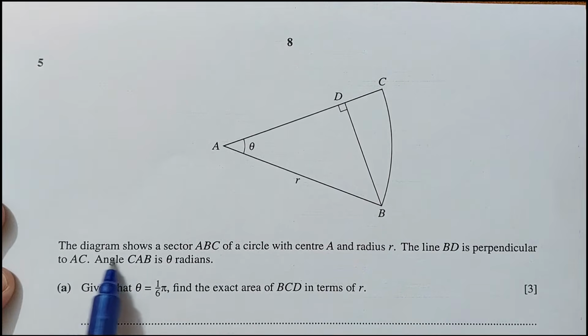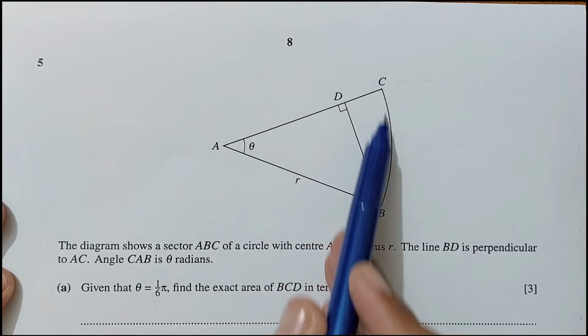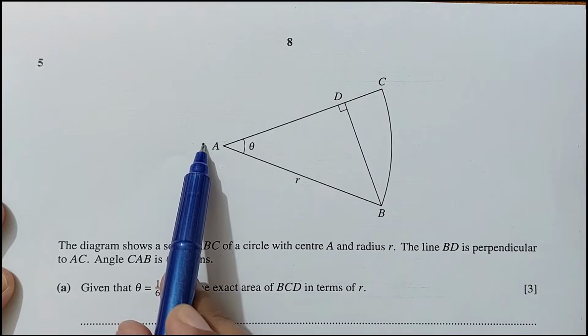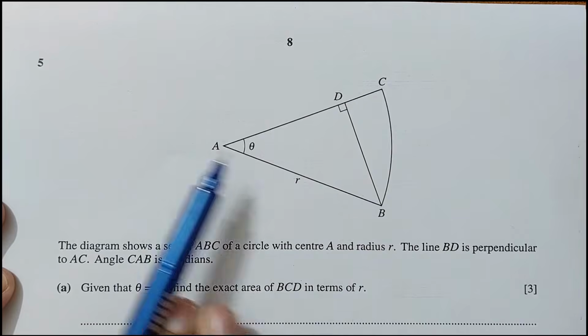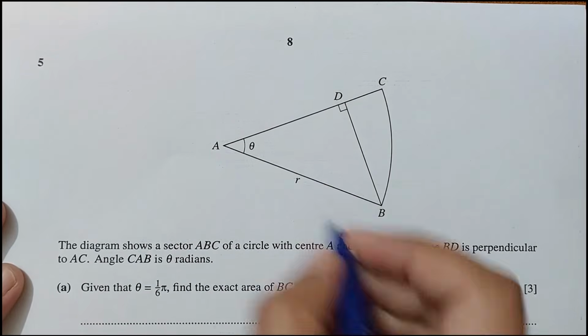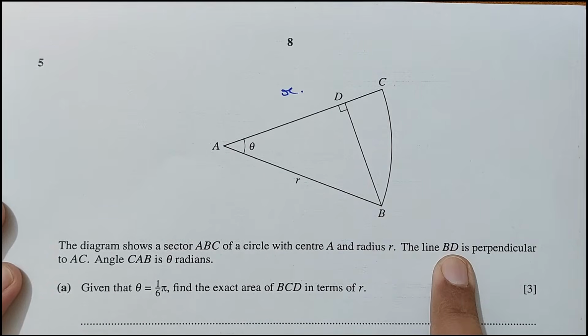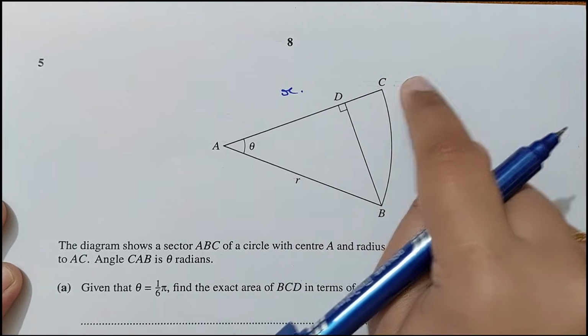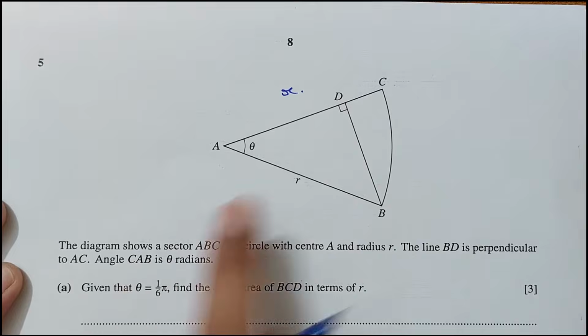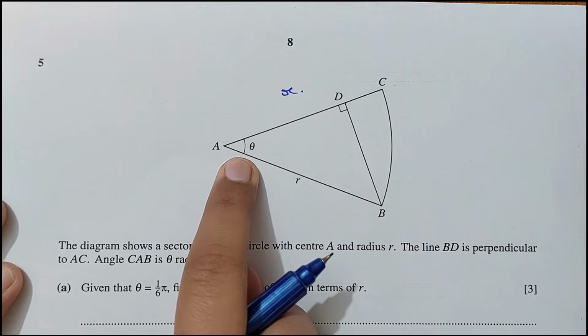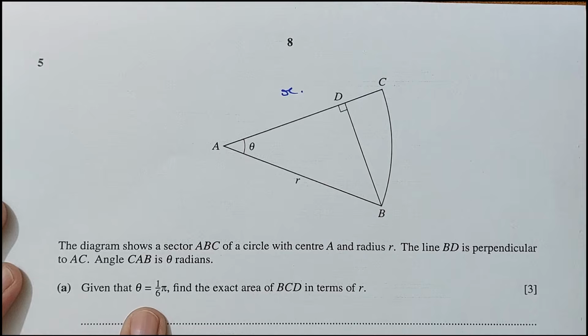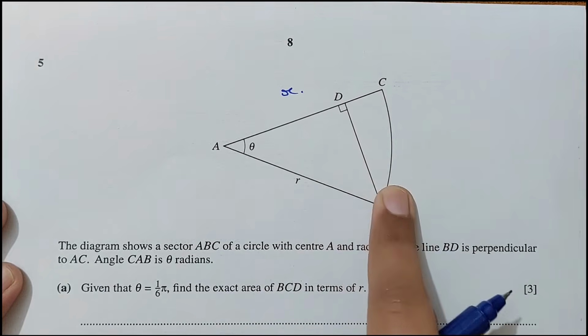Question number 5. The diagram shows a sector ABC with center A and radius R. It means AB is R and AC is also R, right? The line BD is perpendicular to AC, and angle CAB is theta radians. In part A, given that theta is pi by 6, find the exact area of BCD in terms of R. So you have to find this area.